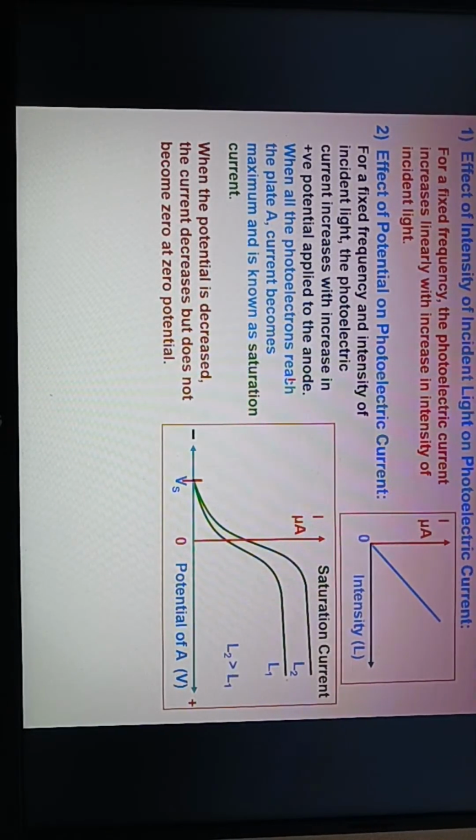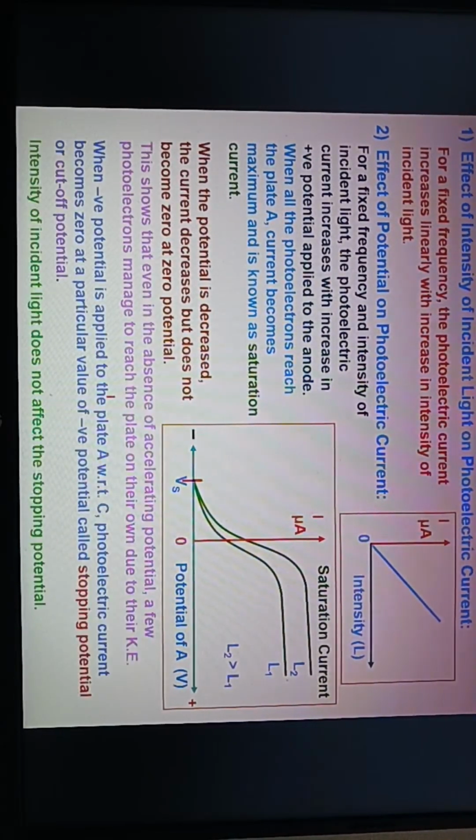Tell me without seeing. Tell me what is stopping potential. Okay, sir. Whenever you emit light onto a metal plate, the electrons get released with certain energy. The voltage required to stop those electrons is called the stopping potential.